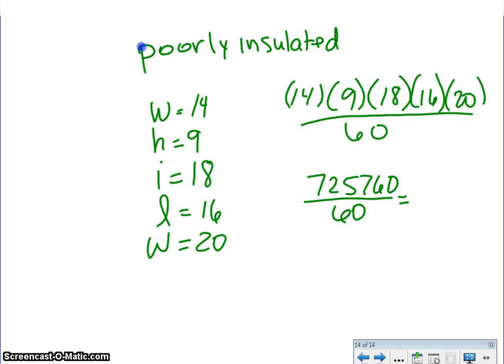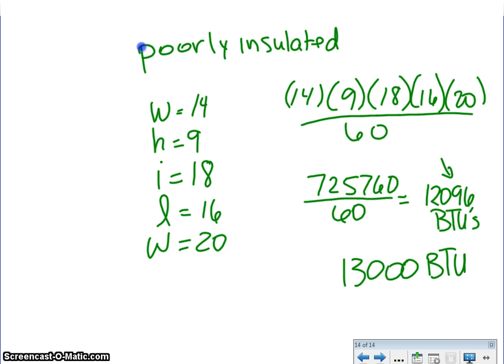Divide that by 60, and I end up with 12,096 BTUs. Now, based on the last example that I gave you, hopefully you remembered that even though this is just over 12,000, you're going to round up, and the final answer is 13,000 BTUs.